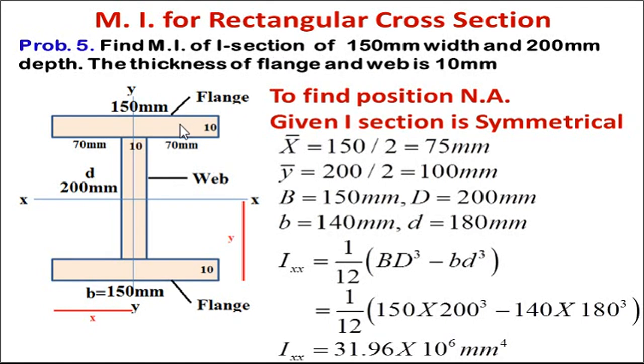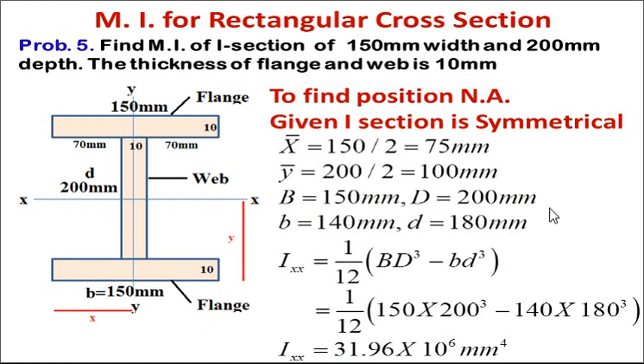See, this is an I section of 150 mm width, meaning the top width is 150, and 200 mm is the depth. This total depth from top to bottom is 200 mm. And the thickness of the flange and web is 10 mm. Normally the horizontal portions are called flanges and the vertical portion is called the web. This portion is called the web, this top and bottom are called flanges, which have a thickness of 10 mm. This thickness is 10 mm, this thickness is also 10 mm.